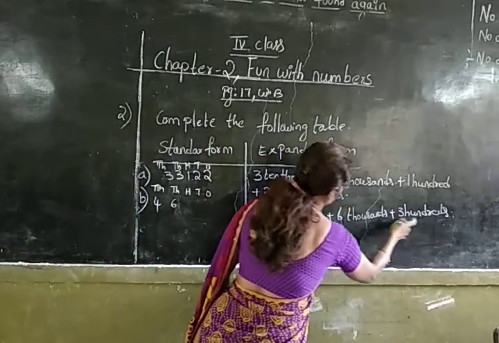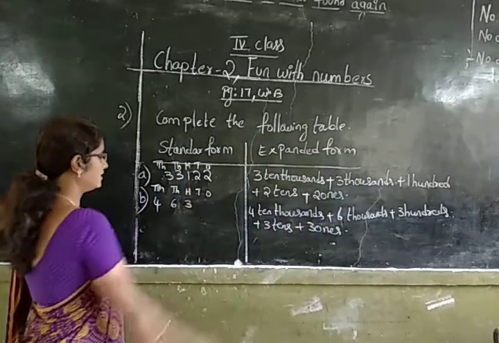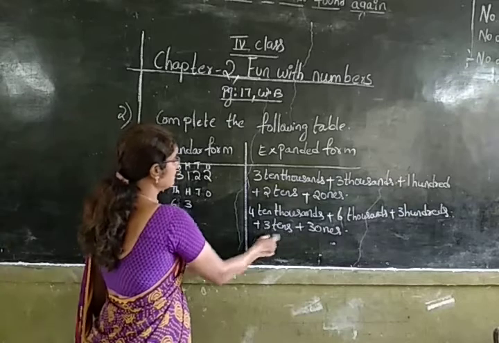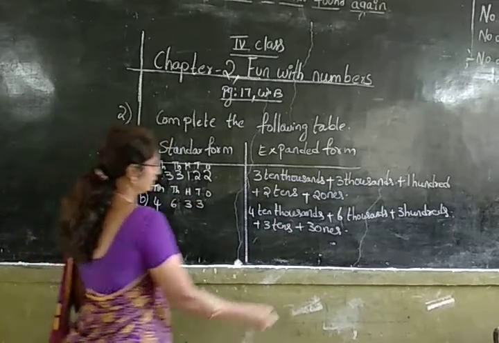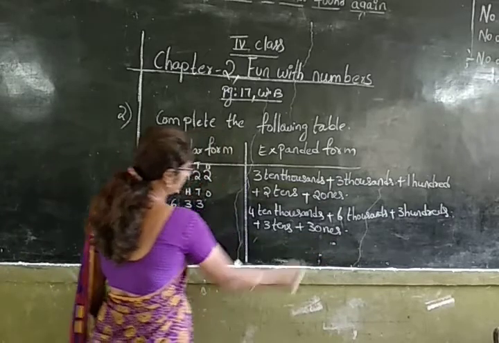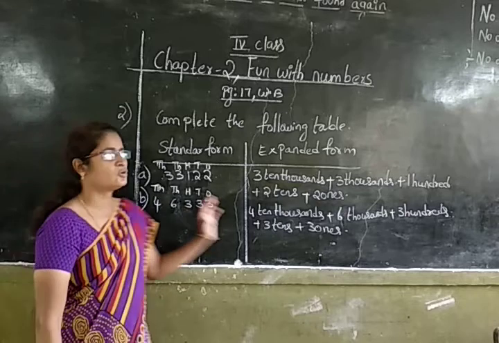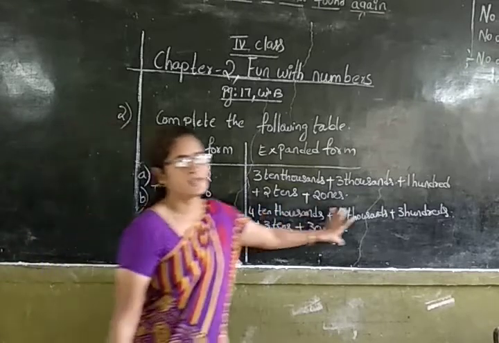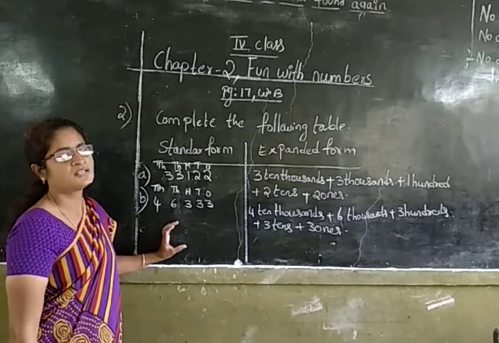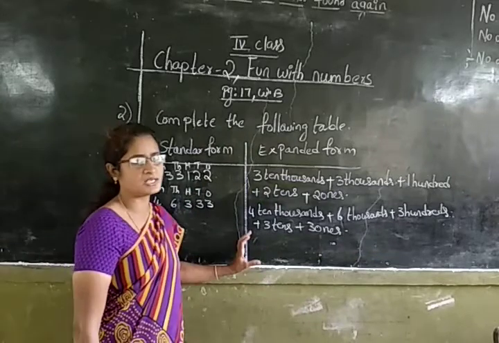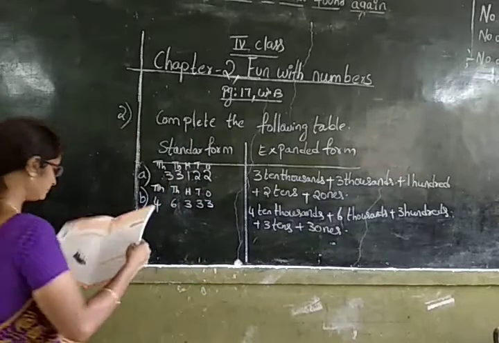Which number is in hundreds place? 3. So you have to write 3 in hundreds place. Which number is in tens place? 3. So you have to write 3 in tens place. Which number is in ones place? 3. So you have to write 3 in ones place. So what I have done here, the expanded form is given and I have written the number, which is called the standard form. Standard form means writing the number for the given expanded form.